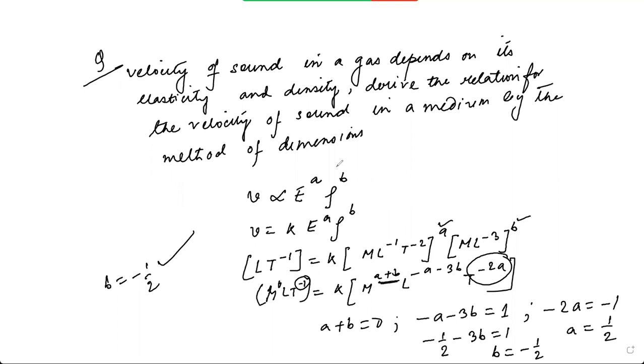So now put these values in this equation. V equals K E to the power half, rho to the power minus half. So V equals K root over E by rho. This is the equation, and the value of K can be determined from experimental conditions.